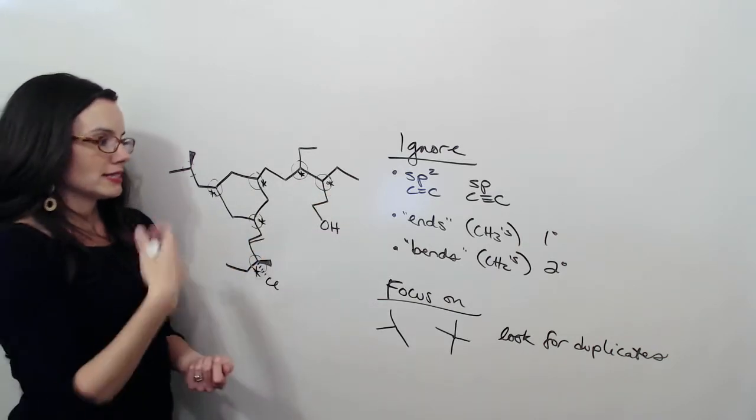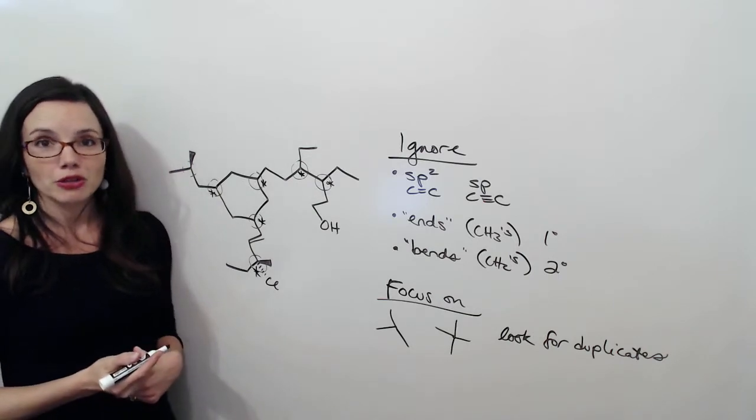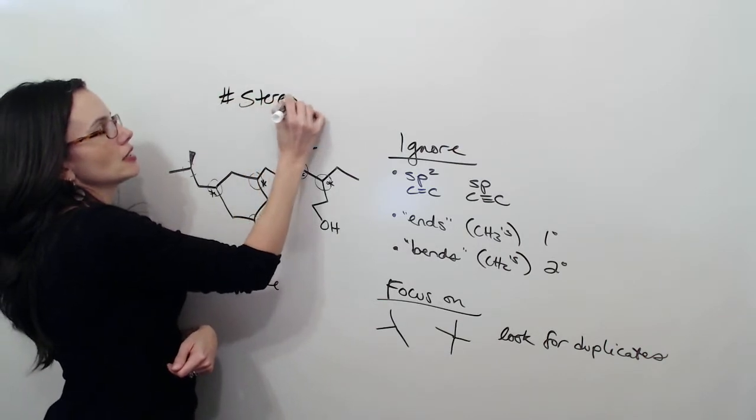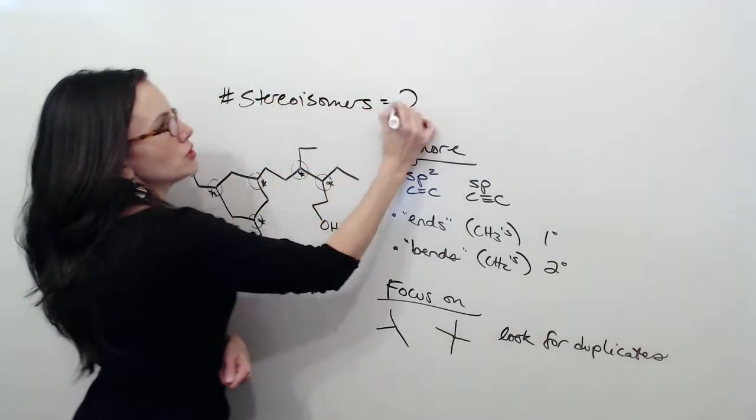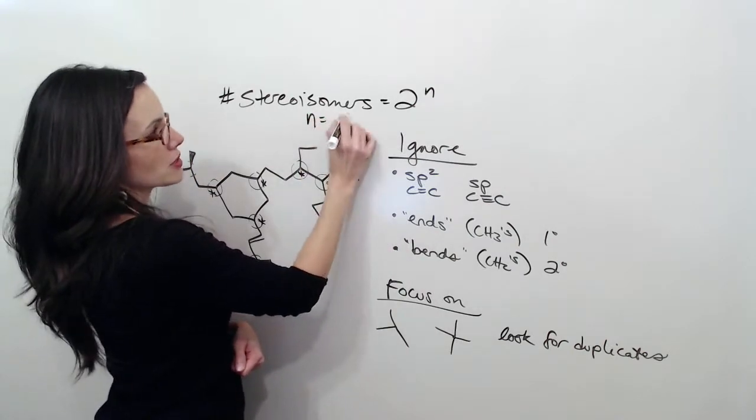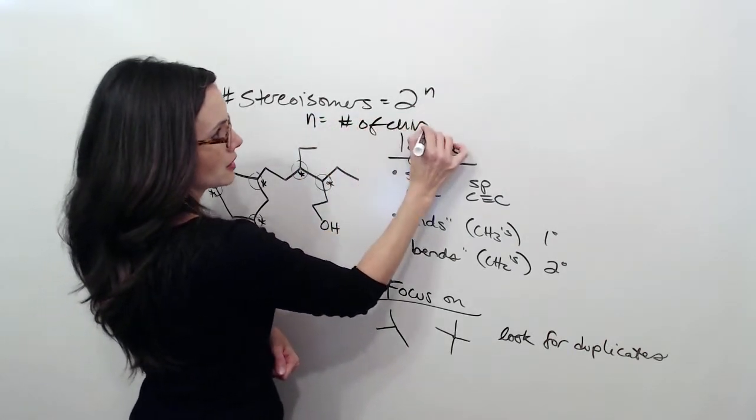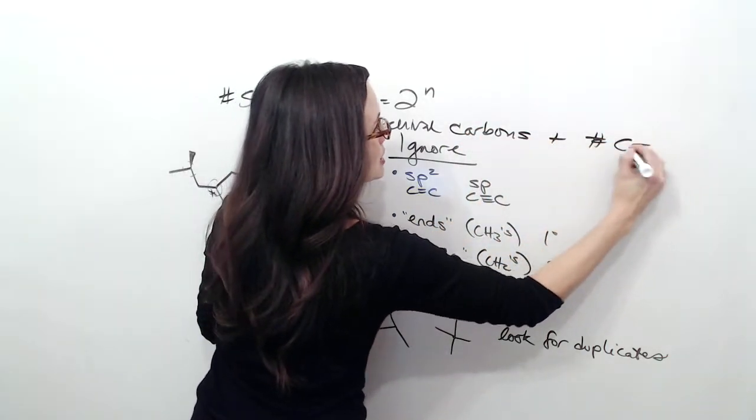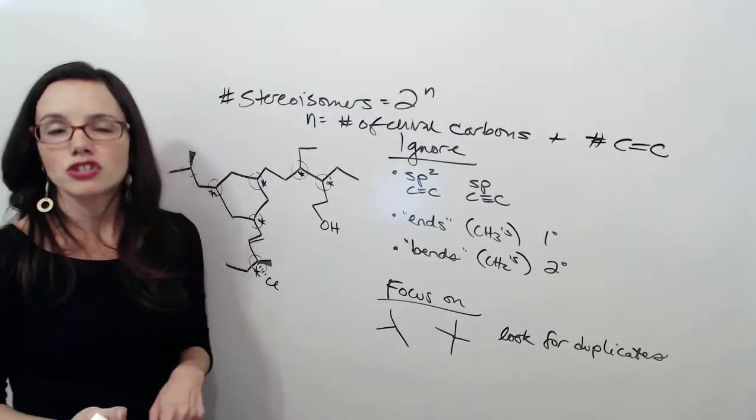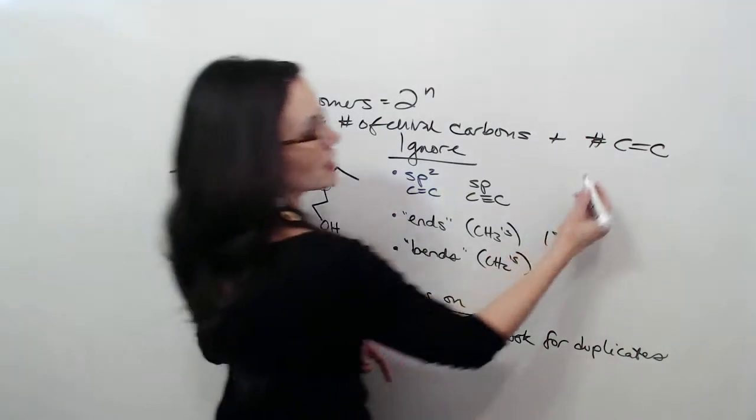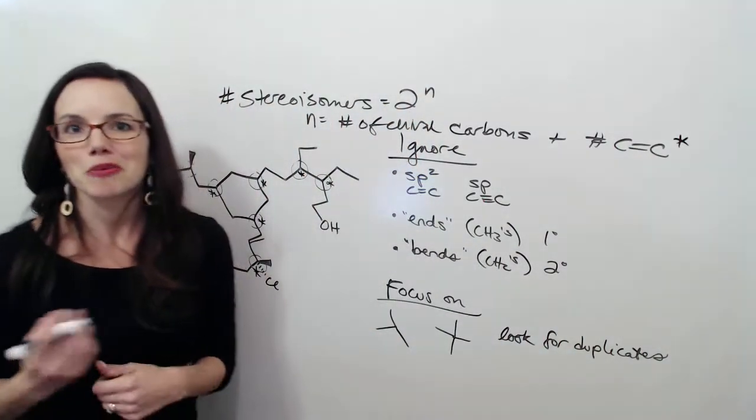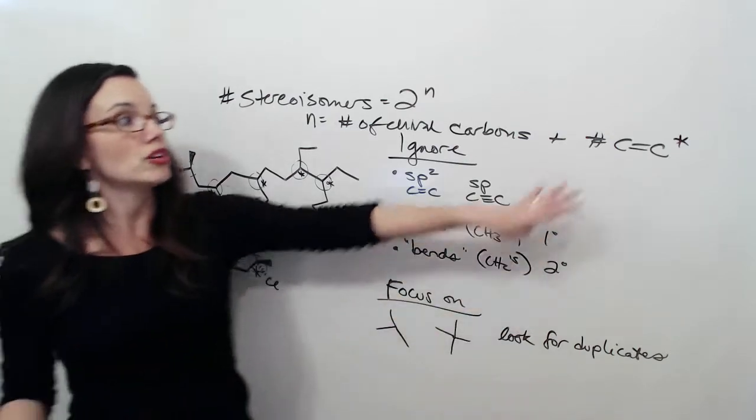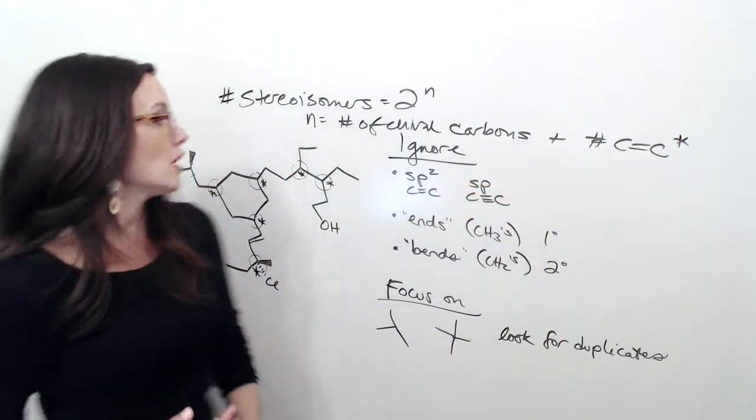We also can tell based on this how many stereoisomers the molecule has. There's a formula. The number of stereoisomers is 2 to the nth power, where n equals the number of chiral carbons plus the number of carbon-carbon double bonds that are capable of cis or trans or E or Z. So this is a special number of carbon-carbon double bonds. If a carbon-carbon double bond is not capable of cis, trans, E or Z, you do not count it in this number. So let's check.